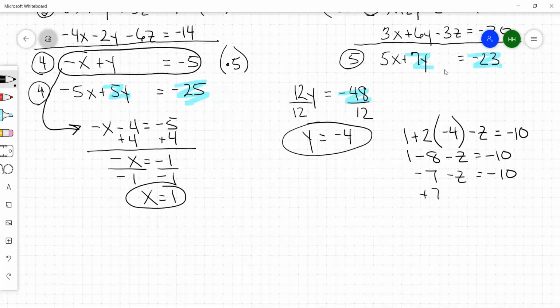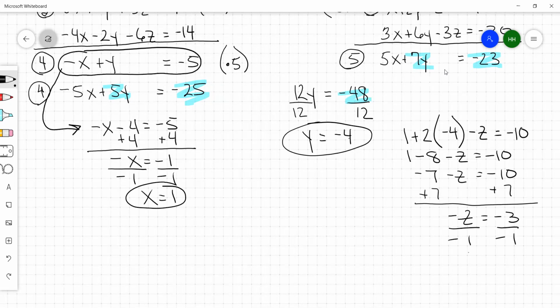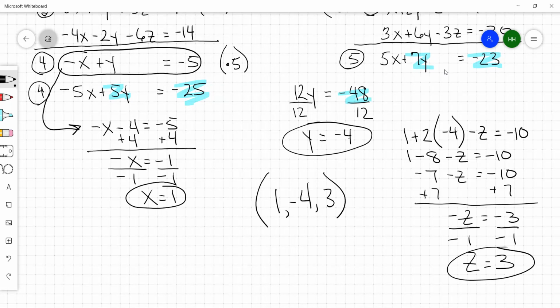Add 7. Negative z equals negative 3 and divide by negative 1. So z is equal to 3. So the solution set is 1, -4, 3. Is that any better for some of you?